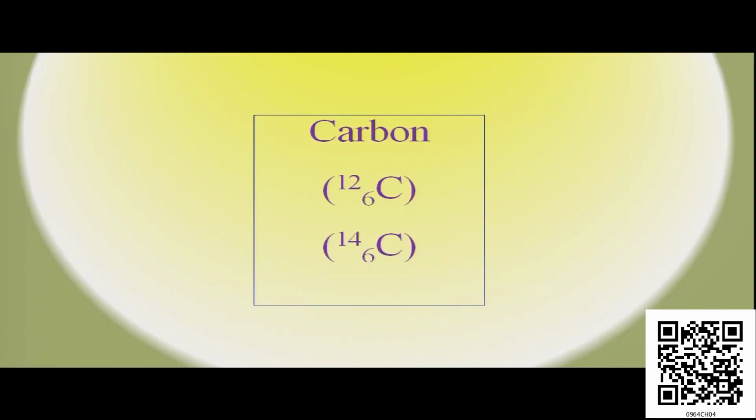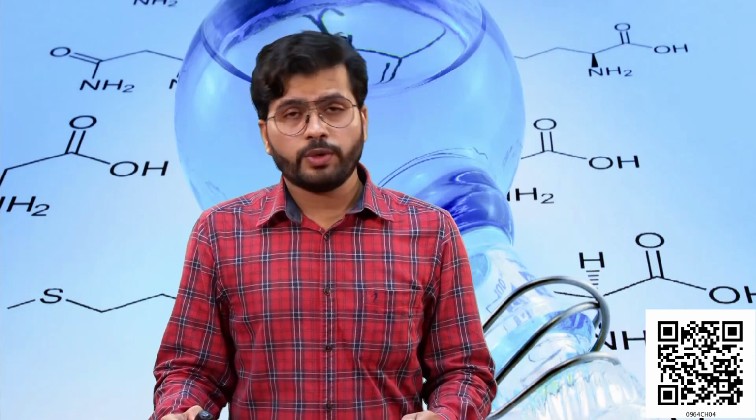Generally we say carbon 12, carbon 14. When we say carbon 12 and 14, that indicates the mass number of carbon. And as all of you know, the atomic number of carbon is 6. That means it contains 6 protons in its nucleus. But the number of neutrons is different. In one case, it is 6. In another case, it is 8. So as the mass number is different, physical properties will be different, but the chemical properties will be the same.